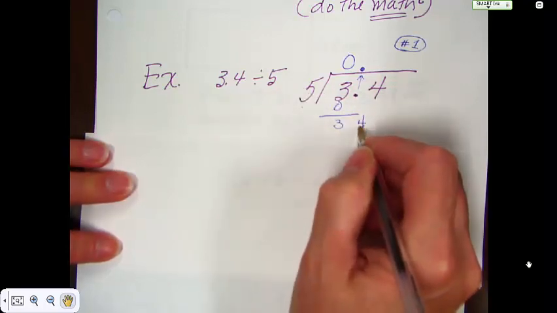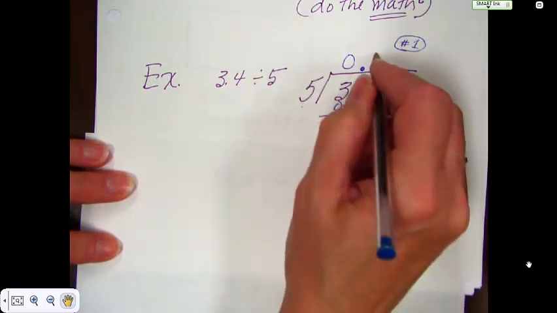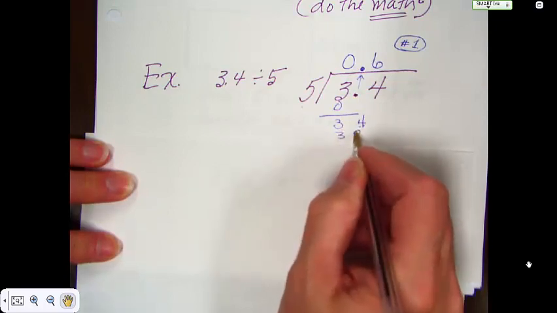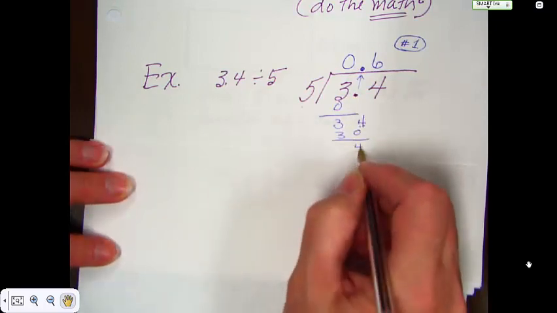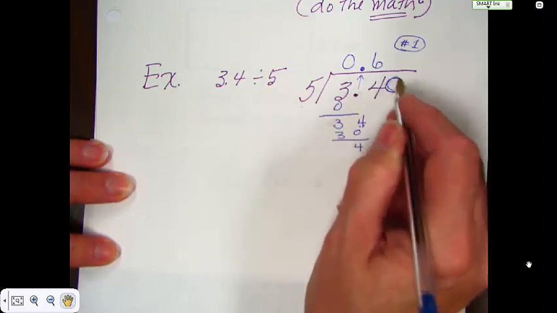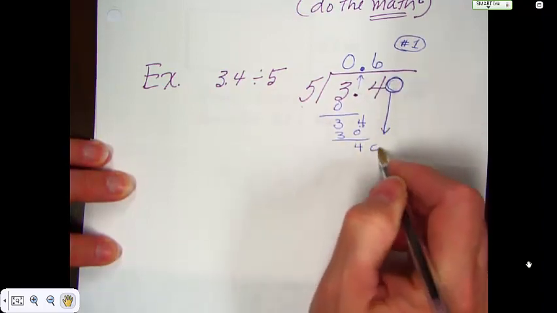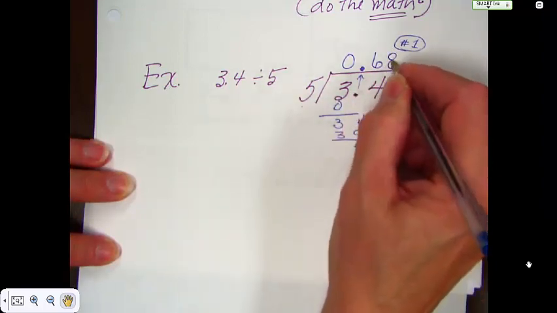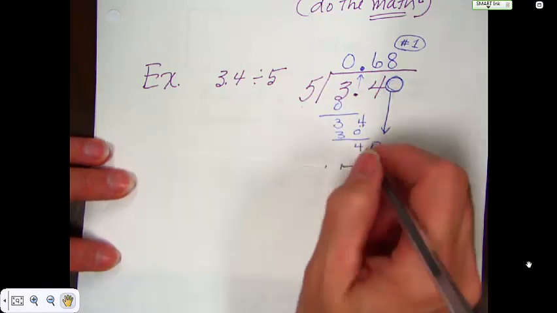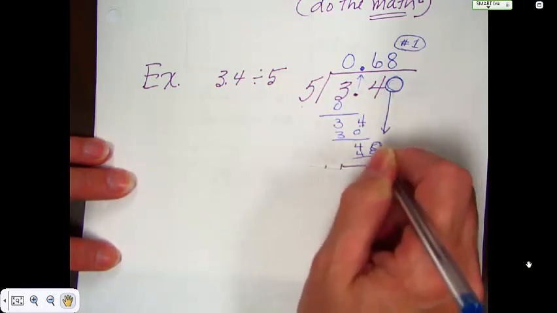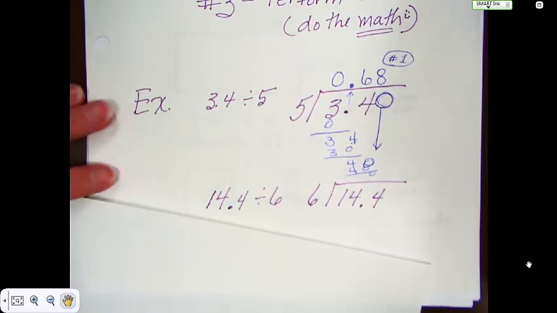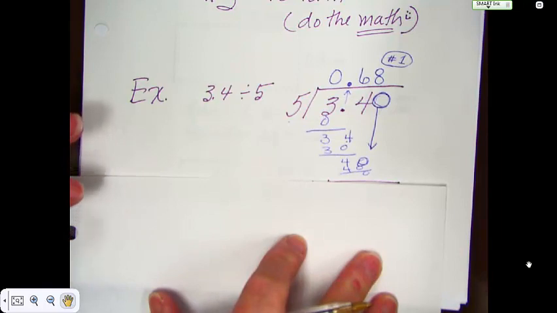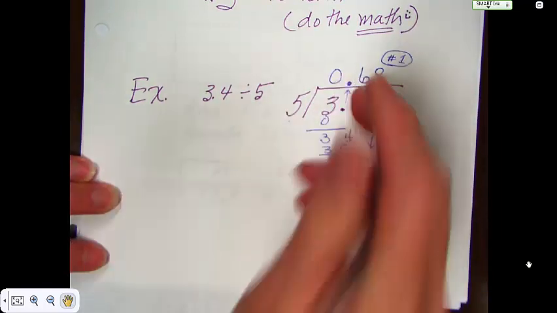Does 5 go into 34? Well, 5 goes into 30 evenly. 5 times 6 is 30. So you're going to write a 6 there and a 30 here. Subtract, 4. Now you're going to put an annexing 0 in there. Bring down a 0. Does 5 go into 40? Yes, it does. 8 times. 8 times 5 is 40, and you're done. So, that is how you would work that problem, and you automatically have your decimal place in the right place because you brought it up right away.